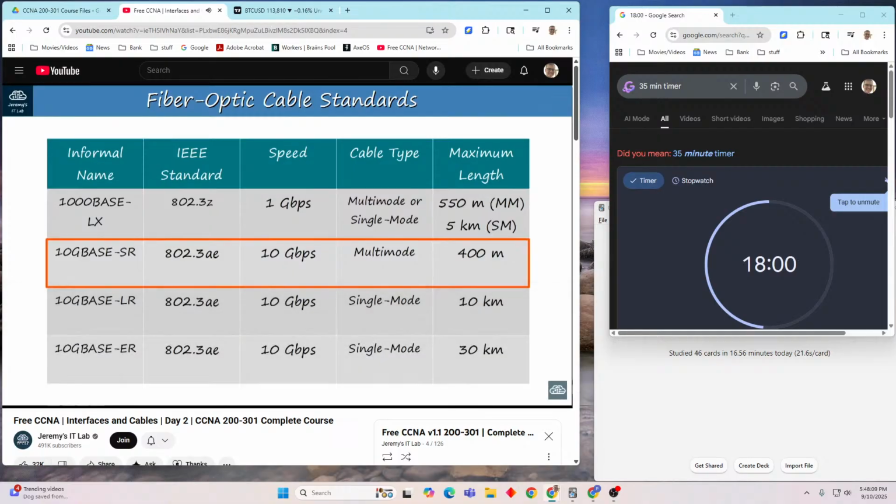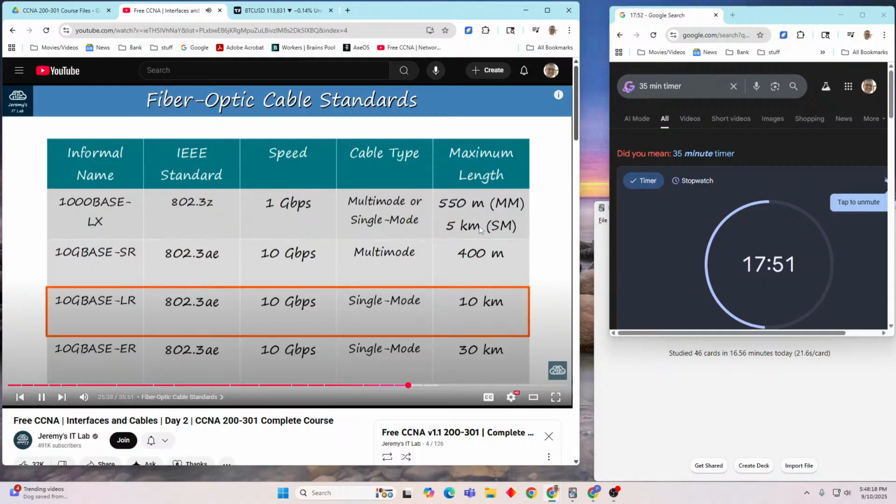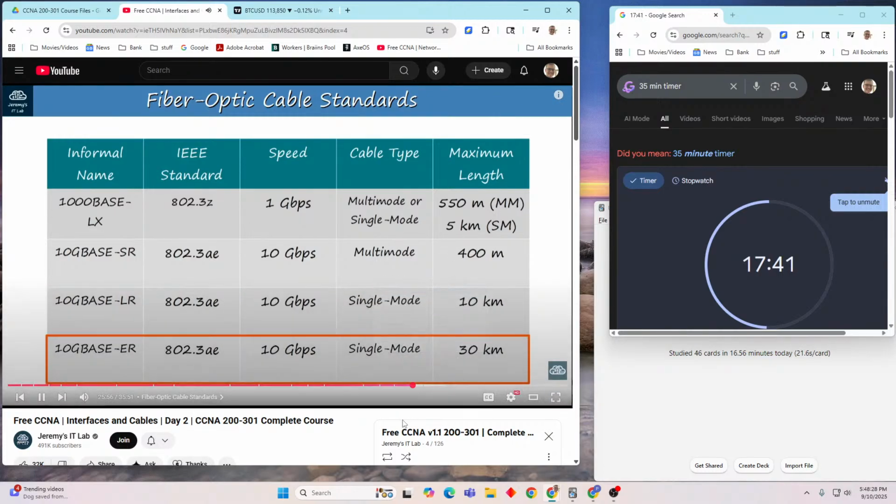Next up is 10GBASE-SR, defined in the 802.3ae standard, which operates at 10 gigabits per second. It uses multi-mode fiber and can support cable lengths up to 400 meters. Next is 10GBASE-LR, also defined in the 802.3ae standard, again operating at 10 gigabits per second. 10GBASE-LR, however, uses single-mode fiber, and cable lengths can be up to 10 kilometers. Finally, 10GBASE-ER, also part of the 802.3ae standard, and operating at 10 gigabits per second. It supports cable lengths even longer than 10GBASE-LR, with distances up to 30 kilometers possible over a standard connection. This is just a sample of fiber optic standards.